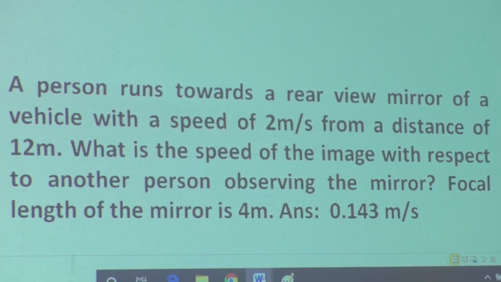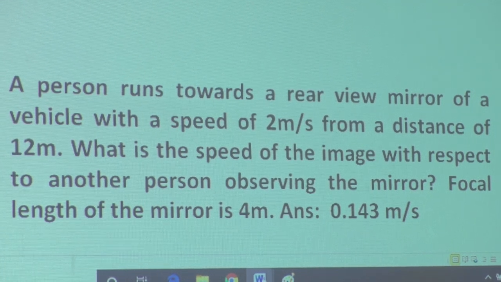Now what is the speed of the image with respect to another person observing the mirror? Suppose the driver of the car is sitting inside the car itself, car is at rest. Suppose a person is jogging outside. If you look into the mirror in your car, with what speed is that image running towards the mirror? What is the speed of the image with respect to another person observing the mirror? Focal length of the mirror is 4 meter. So we will come back to this problem.